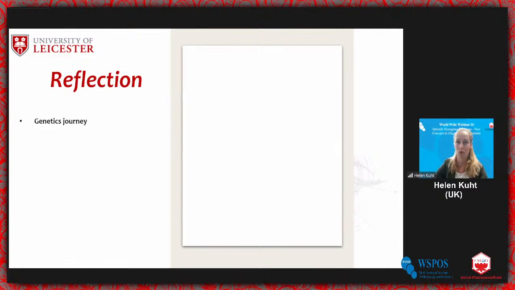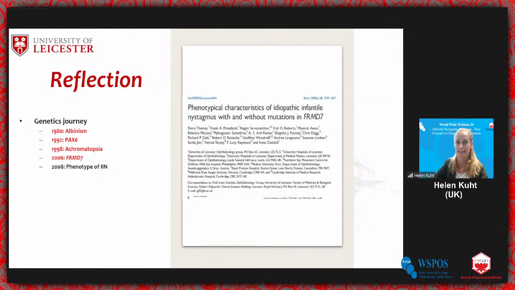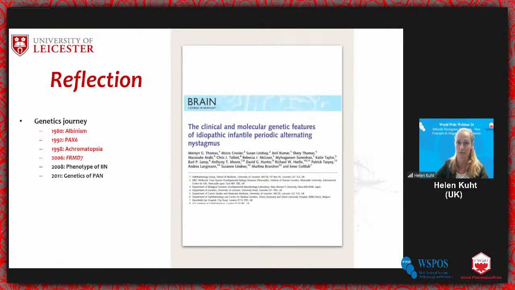So here I'm just going to go through a more specific overview of the genetic history related to infantile nystagmus syndrome. So pre-2000, the genetic basis for albinism, PAX6, and photoreceptor dystrophies were identified. And jumping to 2006, the team in Leicester discovered the FRMD7 gene, which is one of the major causes of infantile nystagmus. And this formed a stimulus for Leicester's genetic and clinical studies, and it was followed by a number of interesting papers, including characterizing FRMD7 mutations and also periodic alternating nystagmus.